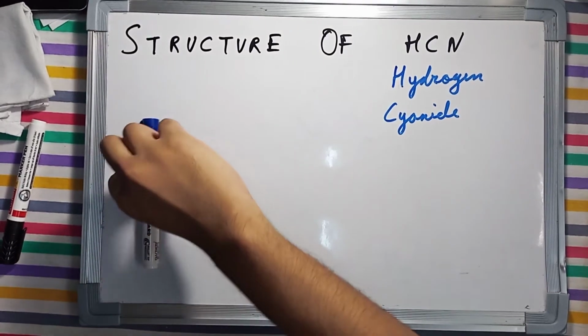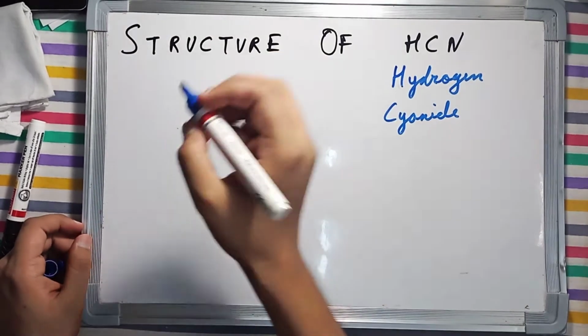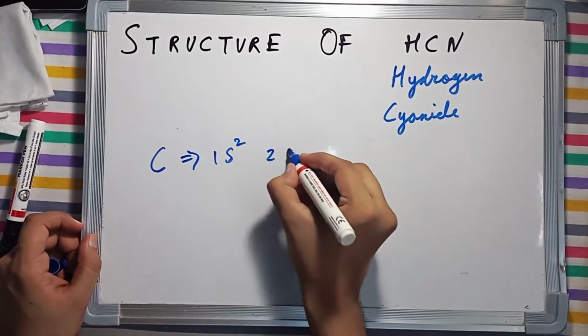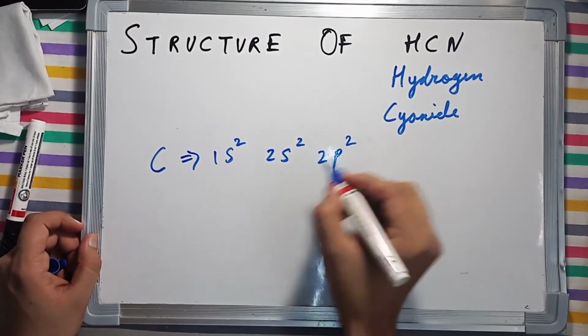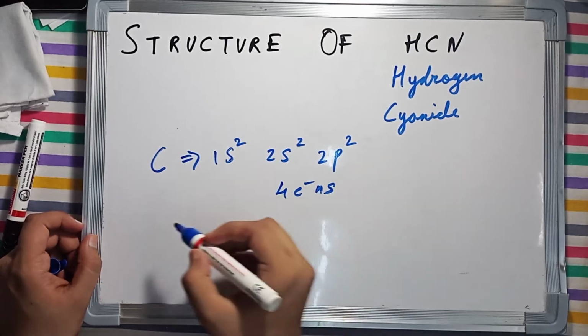Okay, so we are going to draw the structure of HCN today, which is also known as hydrogen cyanide. So the electronic configuration of carbon is 1s2, 2s2, 2p2. It has 4 electrons, 2 plus 2, 4 electrons in its valence shell.